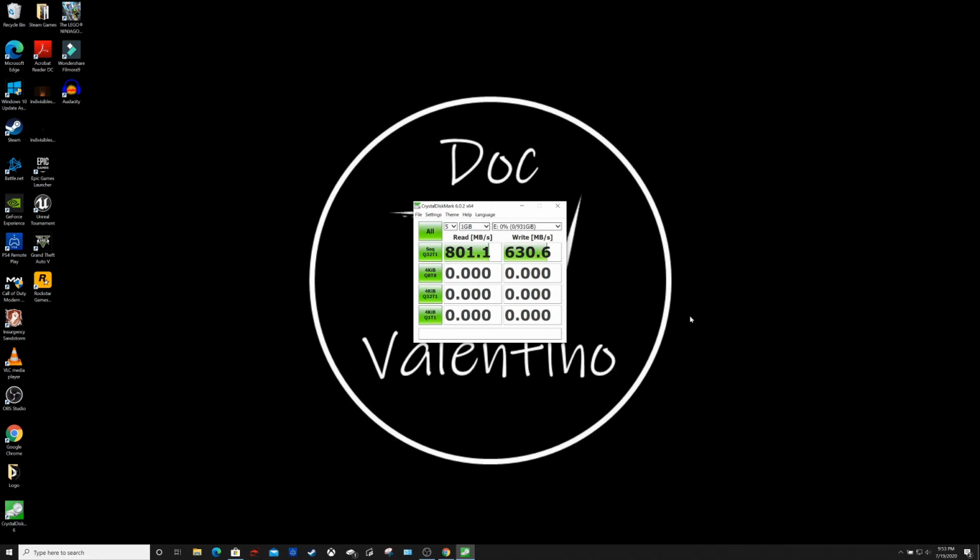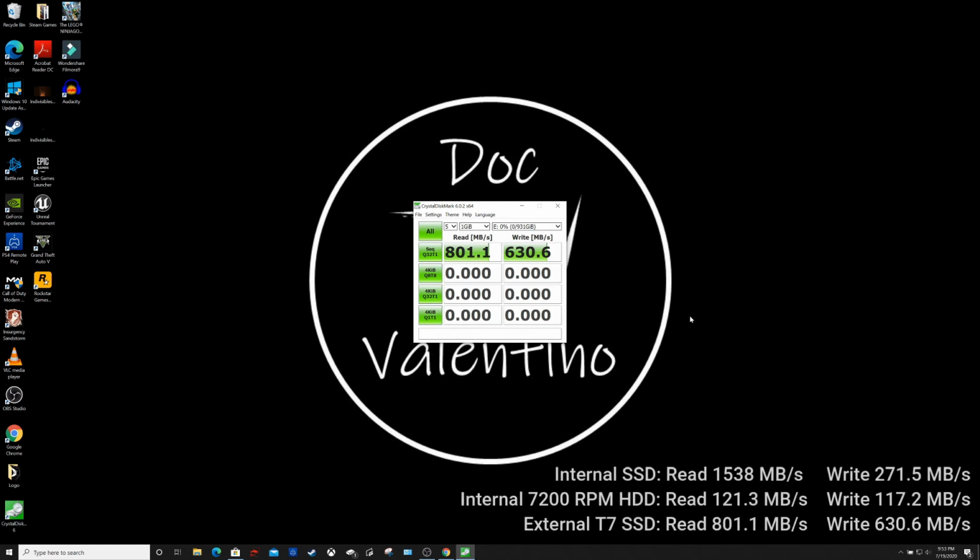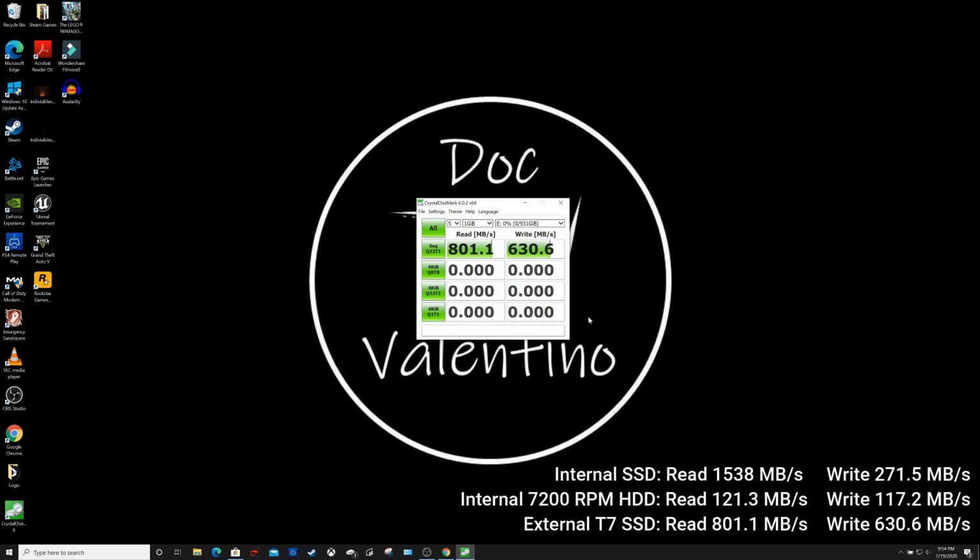Okay, so you'll notice that the read and write speed are both significantly higher than the 7200 RPM internal drive. The read speed isn't quite as up to par as the internal solid state drive, but the write speed is better. So if you're looking to save stuff to take on the go with you, it's a pretty efficient drive.